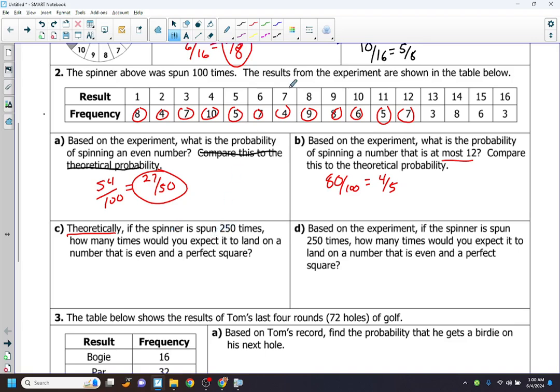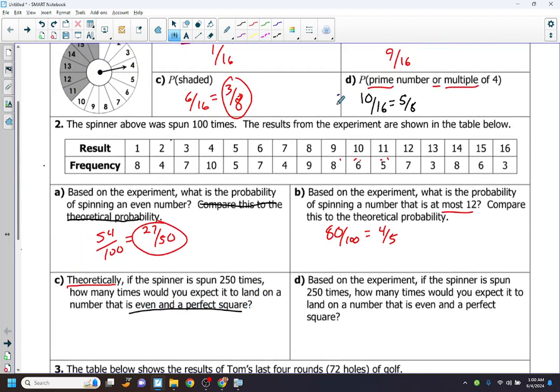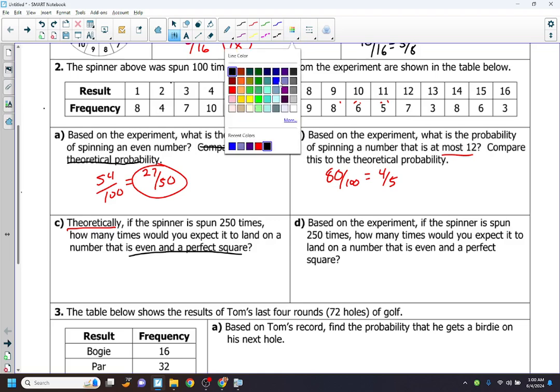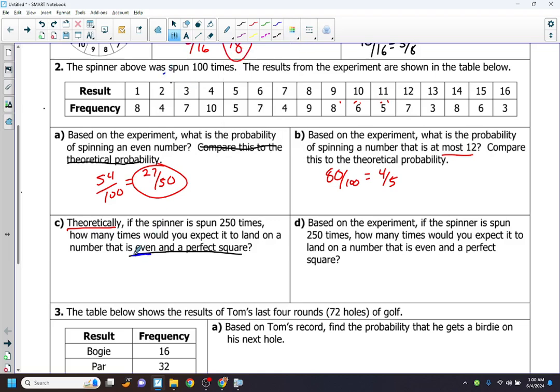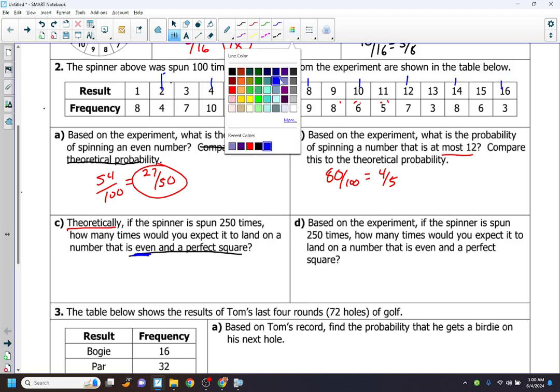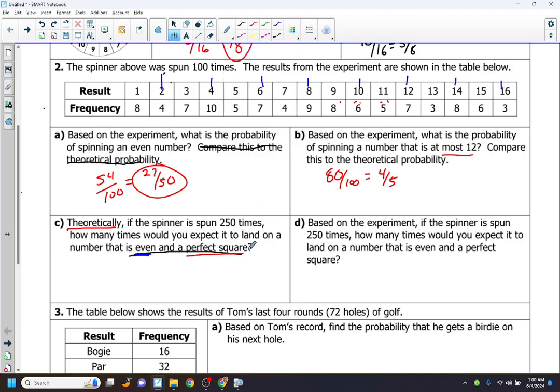Theoretically. Since I said theoretically, pay attention to that. What's the chance of me getting, if I spun 250 times, an even and a perfect square? Previously we said or, and when you or, you add it together. Even and a perfect square, they both have to be true. So first let's talk about evens: 2, 4, 6, 8, 10, 12, 14, 16. Those are evens. And then let's talk about perfect squares. Remember, a perfect square is a number that you can square root and get a clean number.